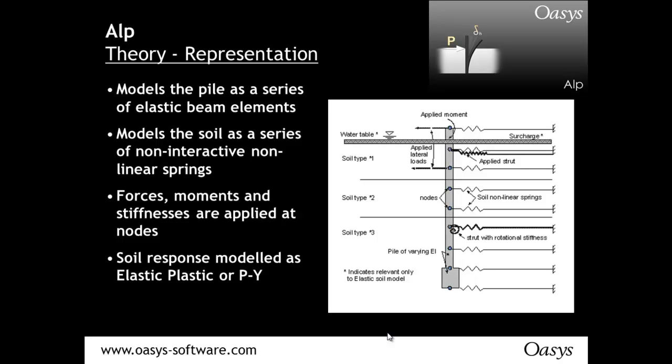So in terms of theory, what ALP does is it works in a very different way to a program such as Pile. So it models the pile as a series of elastic beam elements and models the soil as a series of non-interactive, non-linear springs. And the forces and moments are applied at the nodes. So as you can see, we've got the nodes here, and you can, for example, apply a strut or apply a force at the node. And the soil response model is either elastic plastic, or you can model non-linear behaviors such as PY curves, either generated PY curves or, for example, a user input PY curve.